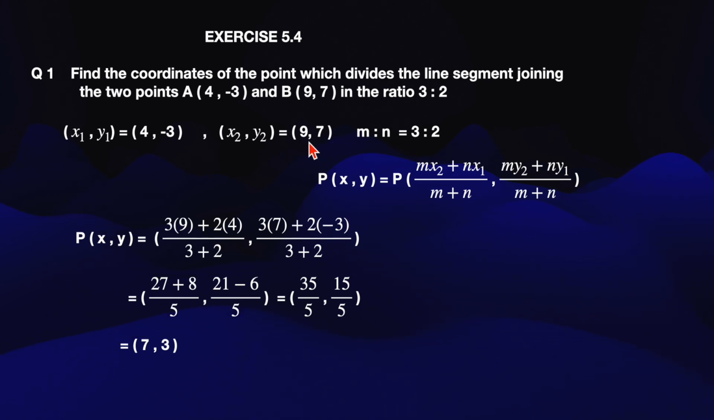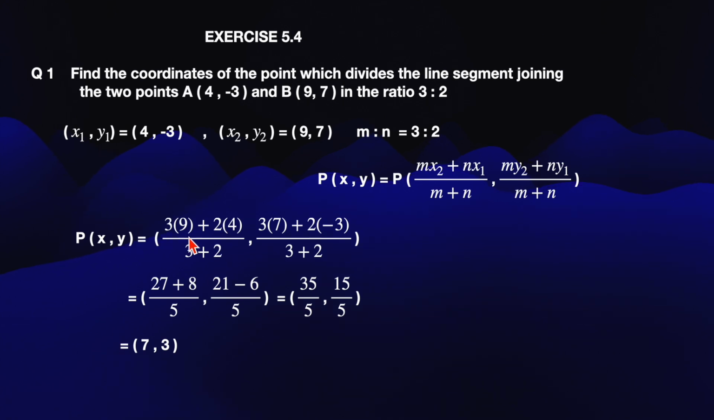So 3 into 9 plus nx1, n is 2, x1 is 4. So 2 into 4 upon m plus n, 3 plus 2, comma. Now let's write down the y coordinate, my2. So m is 3 into y2 is 7, 3 into 7, plus n into y1, n is 2, y1 is -3 upon m plus n.